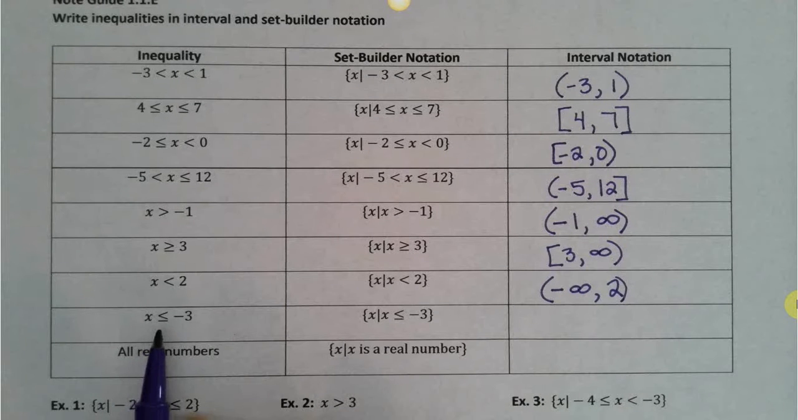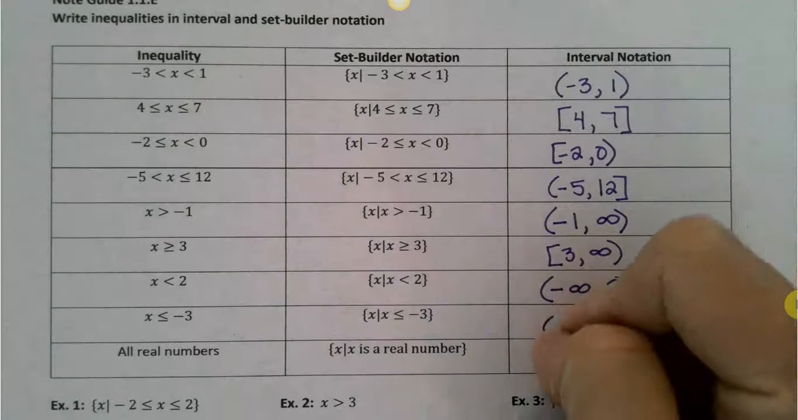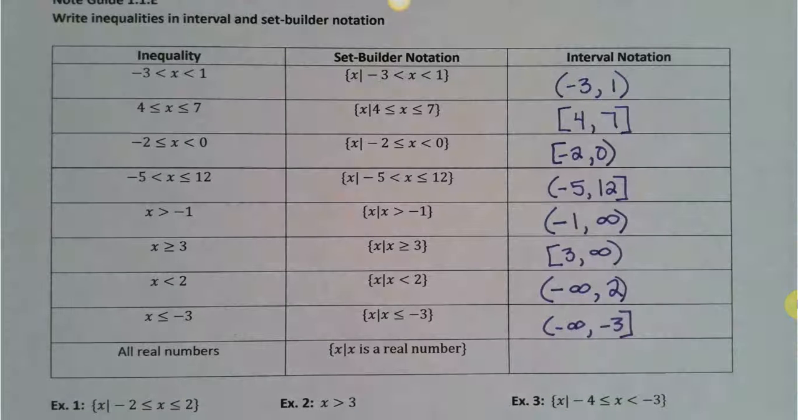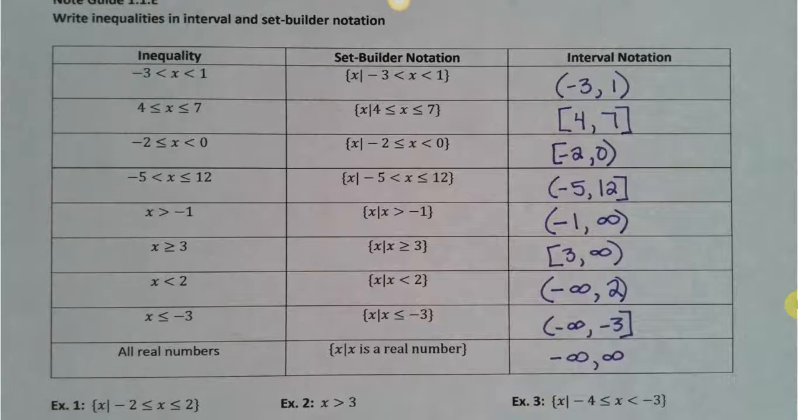x is less than or equal to negative 3, so this is going to look exactly the same as this, except now that negative 3 is going to get a bracket because it's included. Now, if we're talking about all real numbers, the way that we can write that in our set builder notation is we say the set of all x such that x is a real number. What that looks like in interval notation is negative infinity to positive infinity, both in parentheses, just because they always get parentheses.